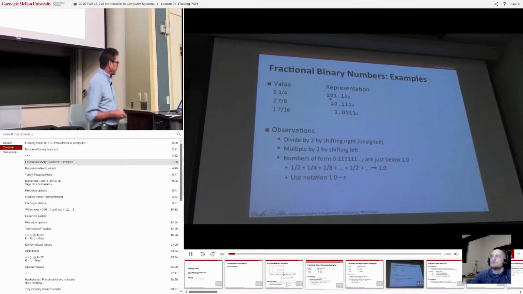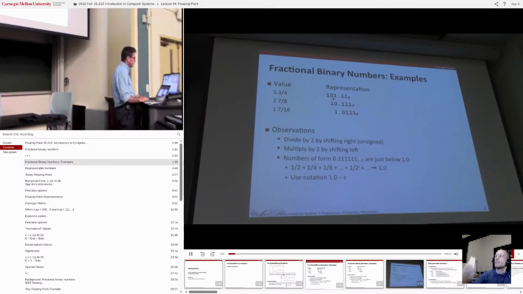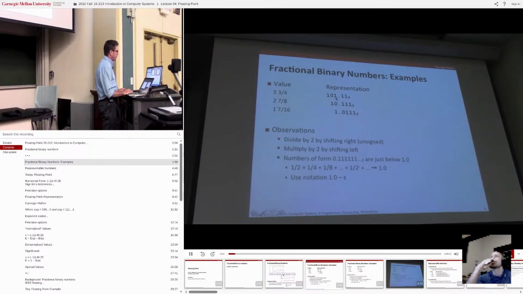So let's look at some of these values. 5 3/4 we would represent as 101.11. So this is 4 plus 1 is 5, plus 1/2 plus 1/4. 2/4 plus 1/4 is 3/4, so 5 3/4. Okay, so that's pretty simple.